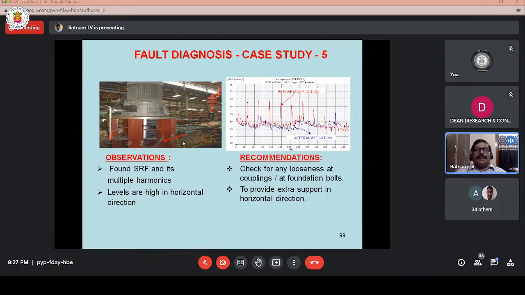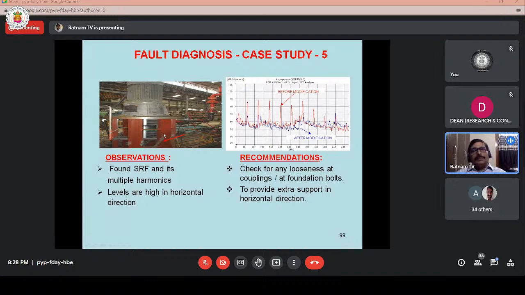So this is another case study of a typical pump. This is a classical misalignment case. We observed shaft rotational frequency and its multiple harmonics. Before modification, the levels are very high, particularly in the horizontal direction.